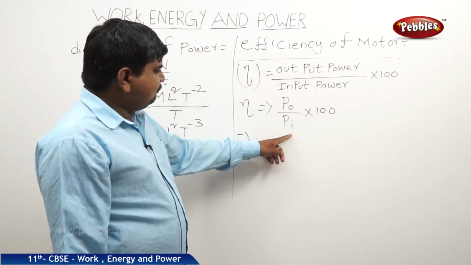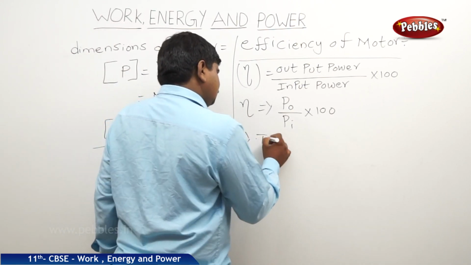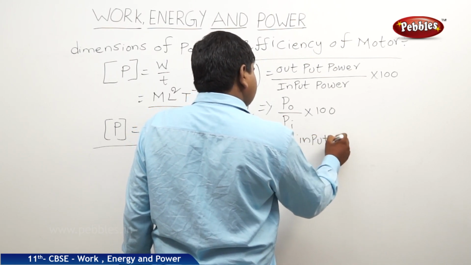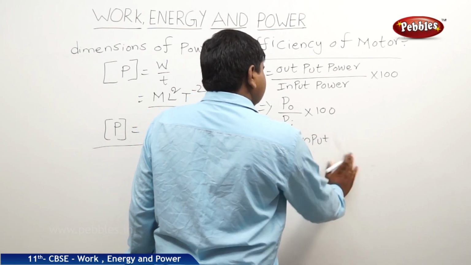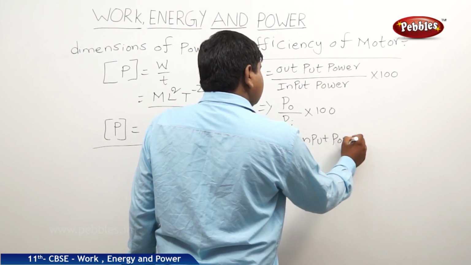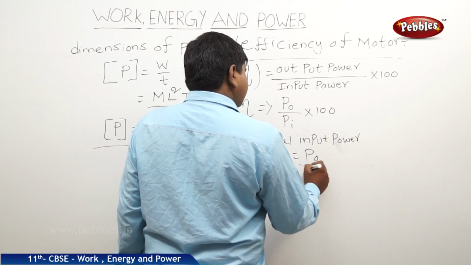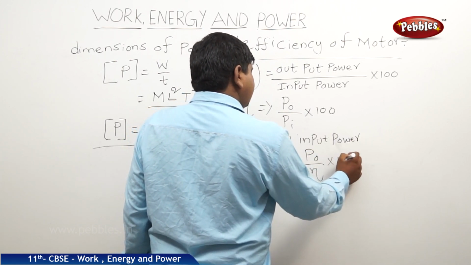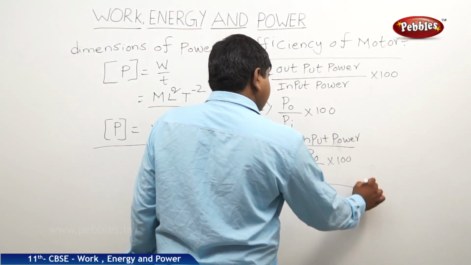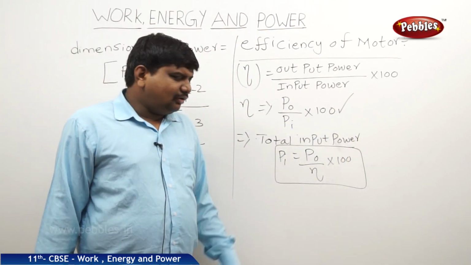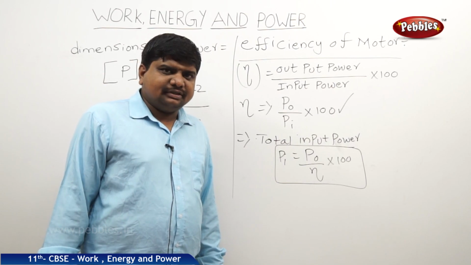So the total input power is Pi is equal to Po by eta into 100. This is the formula for the efficiency of motor. This is the formula for total input power.